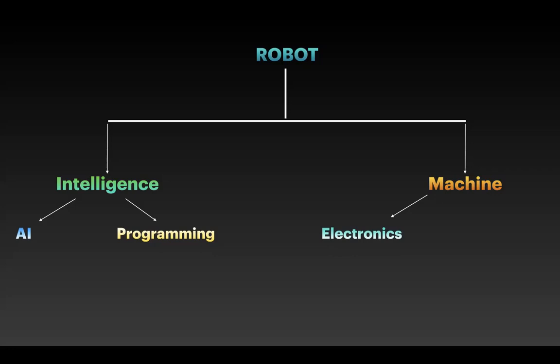So I think that part is clear. Right? Now since robots always have to work autonomously, or they have to work by themselves, right? So therefore we need to tell them what to do. So that is programming. And then the machine part or the physical robot part also has two major sectors.